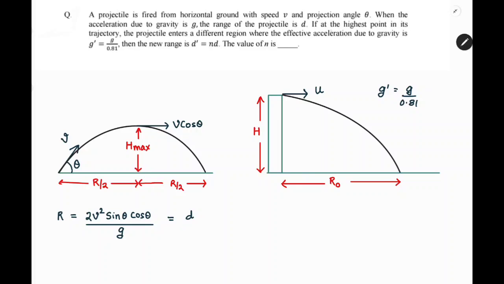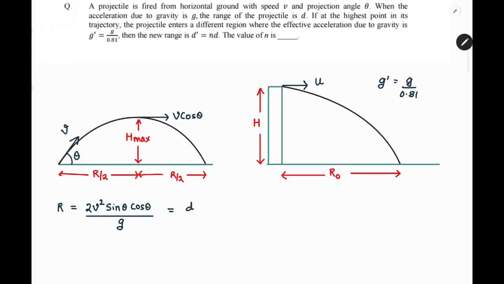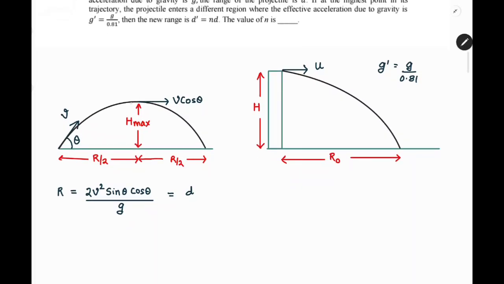Now in the next part it is stating if at the highest point in its trajectory. So if I talk about the highest point of the trajectory, then at the highest point of trajectory the final velocity in the y direction is 0. Now since in the case of ground to ground projectile there is no acceleration in the x direction, we say that the velocity in the x direction is always constant, that is the component v cos theta is not changing throughout the projectile path. So at the highest point also the component along x of velocity is going to remain v cos theta.